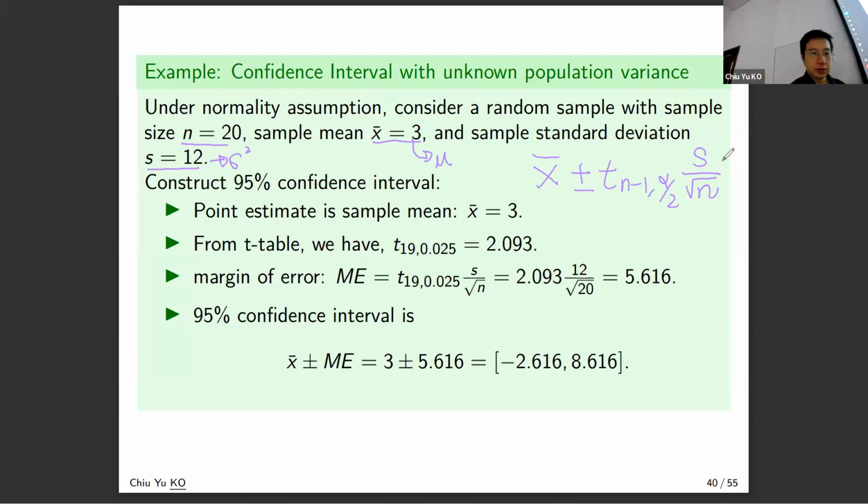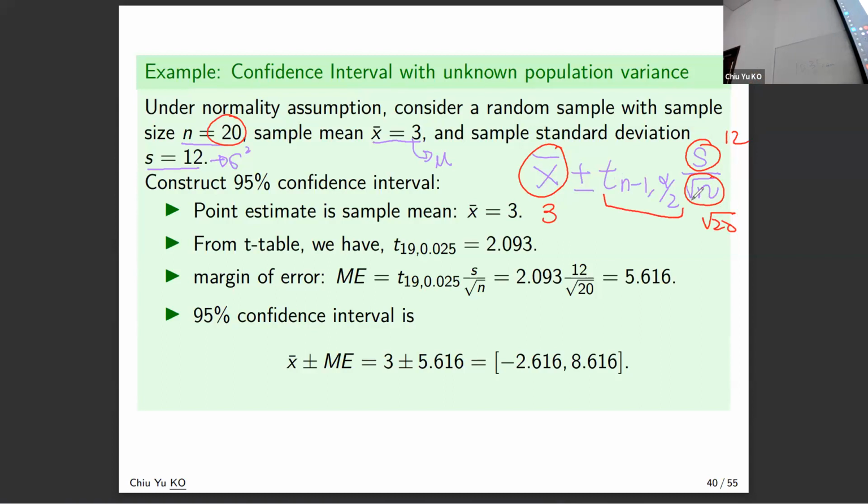And we know already most of the answer. Okay. We know this guy is 3. This guy is 12. This guy is root 20, because n is 20. Okay. What's left is this guy. Okay.